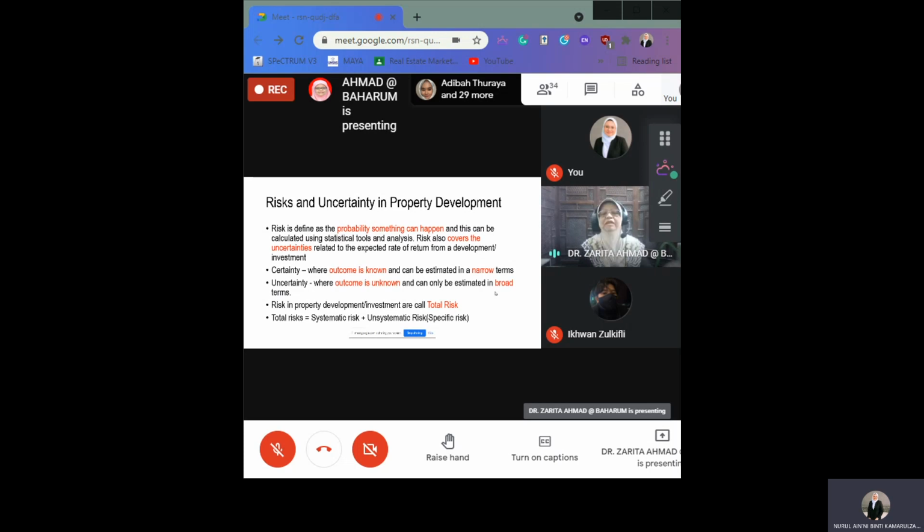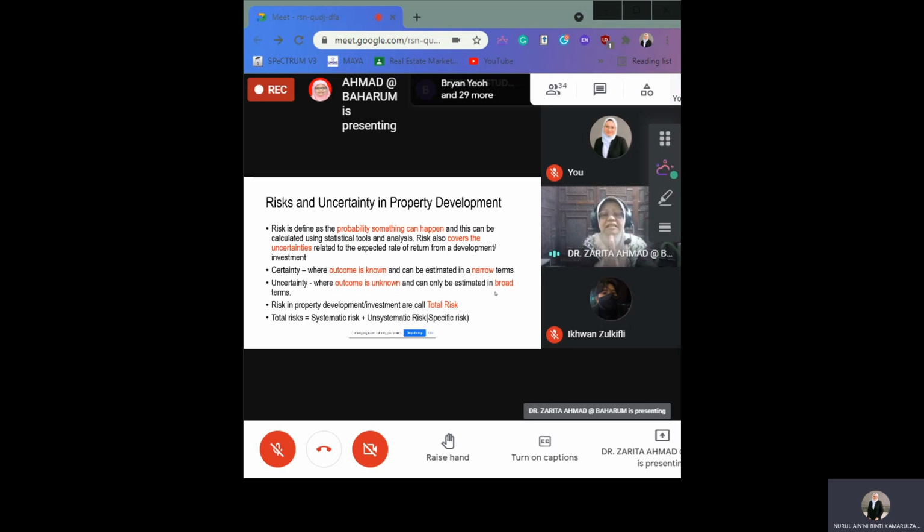Then you're talking about uncertainty. Uncertainty is something where your outcome is unknown. You don't know the outcome. Is it going to rain today? No, 50-50. Why? Because we cannot control it. It's an act of God. You can estimate in a broad range. Same goes with certainty. Outcome, you know. Can you estimate? Yes, within a narrow range.